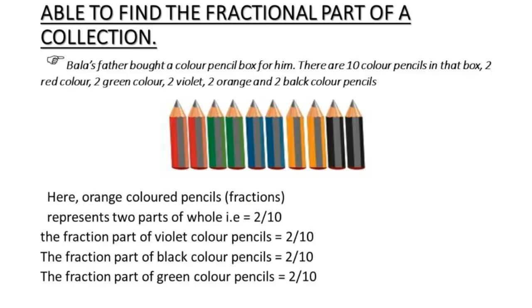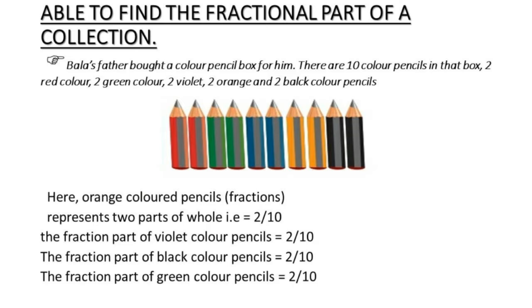Able to find the fractional part of a collection. Bala's father bought a color pencil box for him. There are 10 color pencils in that box: 2 red, 2 green, 2 violet, 2 orange and 2 black color pencils. So totally 10 pencils are there in the packet.